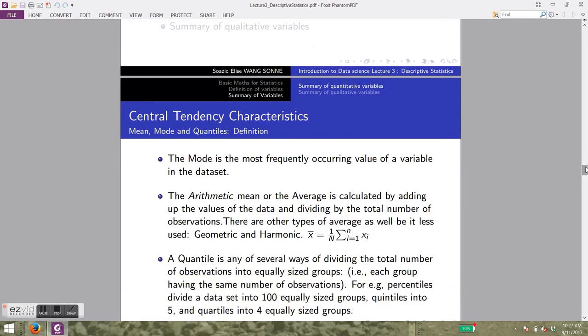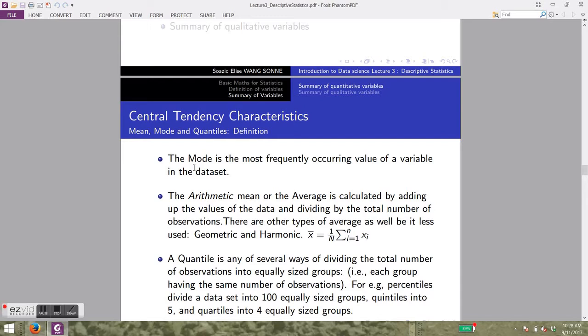Talking about the summary statistics of the quantitative variable, you have what you call central tendency characteristics, but also variability and dispersion statistics. Central tendency characteristics are key statistics such as the mode, the mean, or the quantile that give you an overview of your data set, some summary of the information contained in your data set. The mode, for instance, is the most frequently occurring value of a variable in the data set.